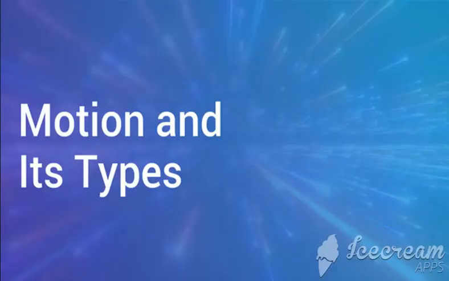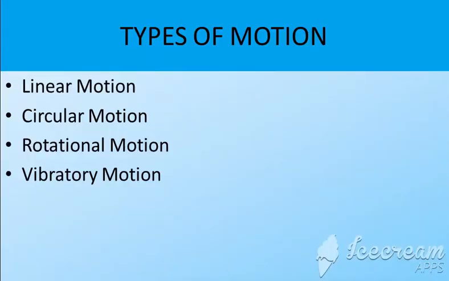So I told you what is motion. Motion is if any particle is moving. We'll just see now the types of motion. The basic types of motion are the linear motion, circular motion, rotational motion and vibratory motion. With the help of the heading itself, you will know this very well.